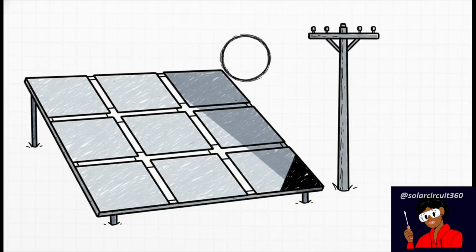And finally, wrapping up our usual suspects, we have shading. Now, you might think a single tree branch casting a tiny shadow over the corner of one panel isn't a huge deal, but you'd be wrong. Because of how solar cells are wired together in series, even tiny amounts of shade from nearby trees, antennas, or utility poles can drastically cut your overall array output. It's wild how much of an impact it has.